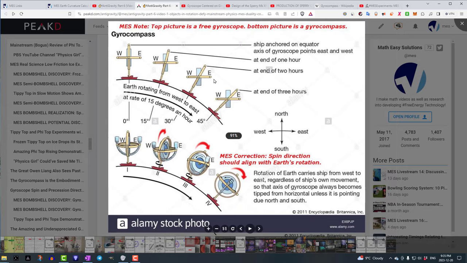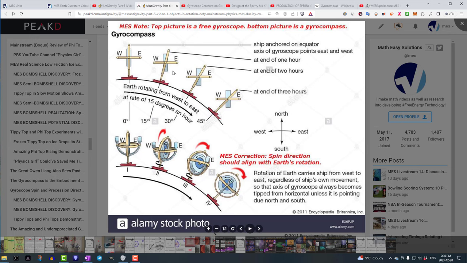So, top picture is a free gyroscope, bottom picture is a gyrocompass. This one's a gyroscope that has no forced gimbal setup or compensator weights like here. So this one wants to maintain its orientation. As the Earth rotates, this appears to be rotating, but it's actually the Earth rotating. So this one wants to maintain its absolute orientation due to its inertia. Ship anchored on equator, then axis of gyroscope points east and west at end of 1 hour, then at end of 2 hours, and at end of 3 hours. Earth rotating from west to east at a rate of 15 degrees an hour.